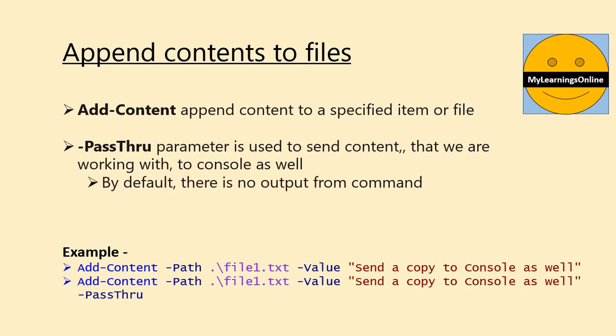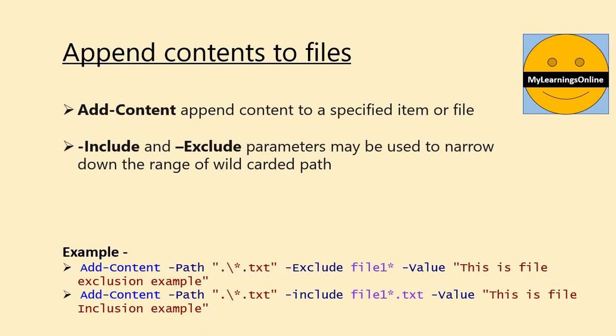The pass-through parameter is used to send the contents that we are working with to the console as well. By default, there is no output from this command. In this example, if we run the first command, we will notice that there is no output that we can see on the console. But if we see the contents of the file, we will notice that the contents that we are trying to append have actually been appended. If you run the second command, you will notice that the contents that we are trying to append have been appended to the file, and also that content has been sent to the console as well.